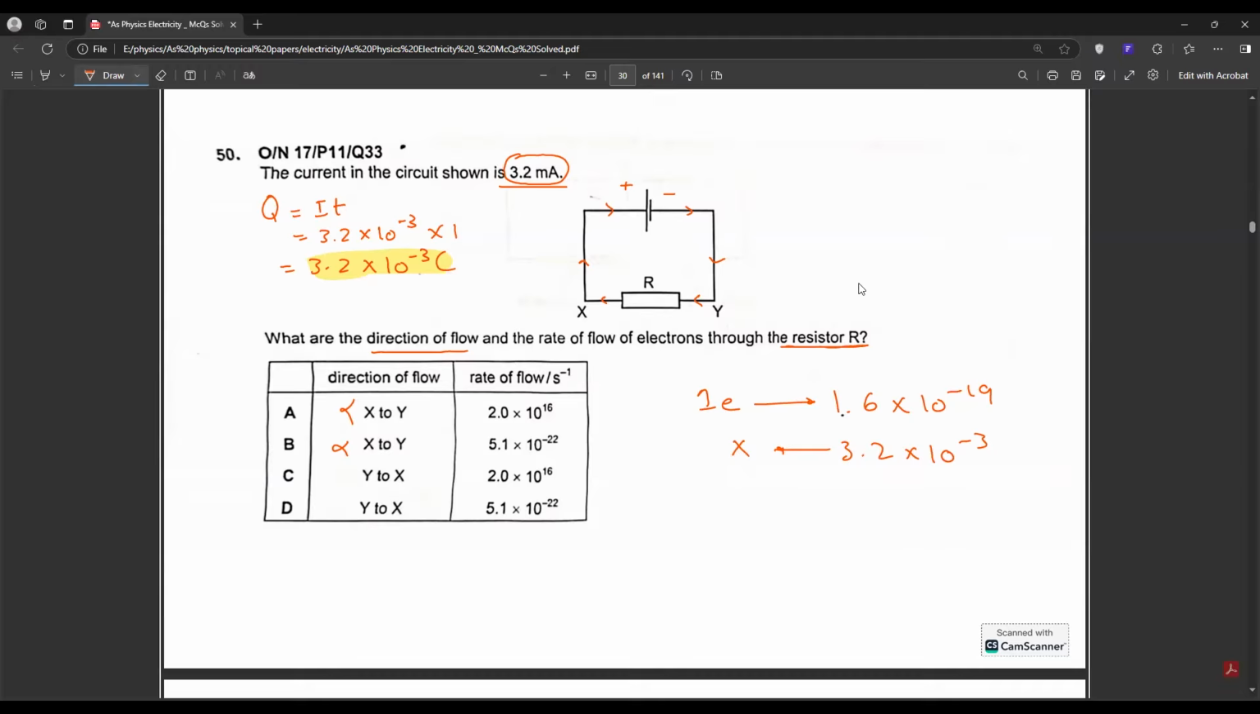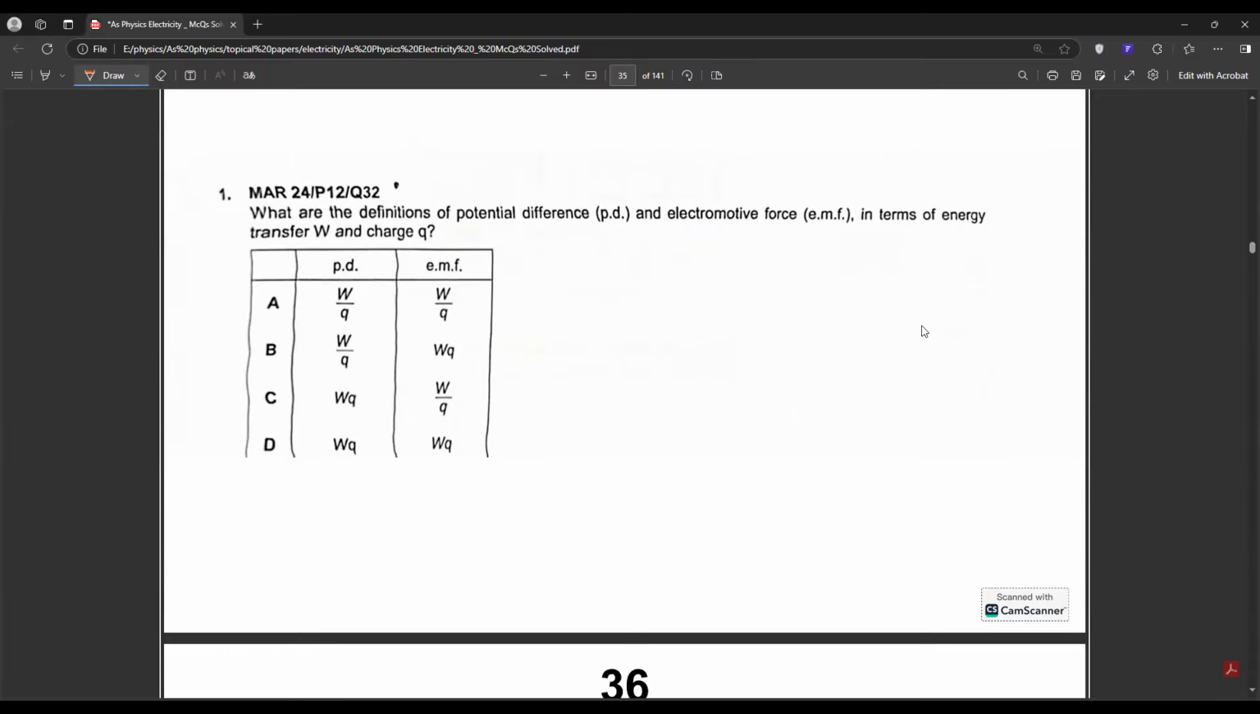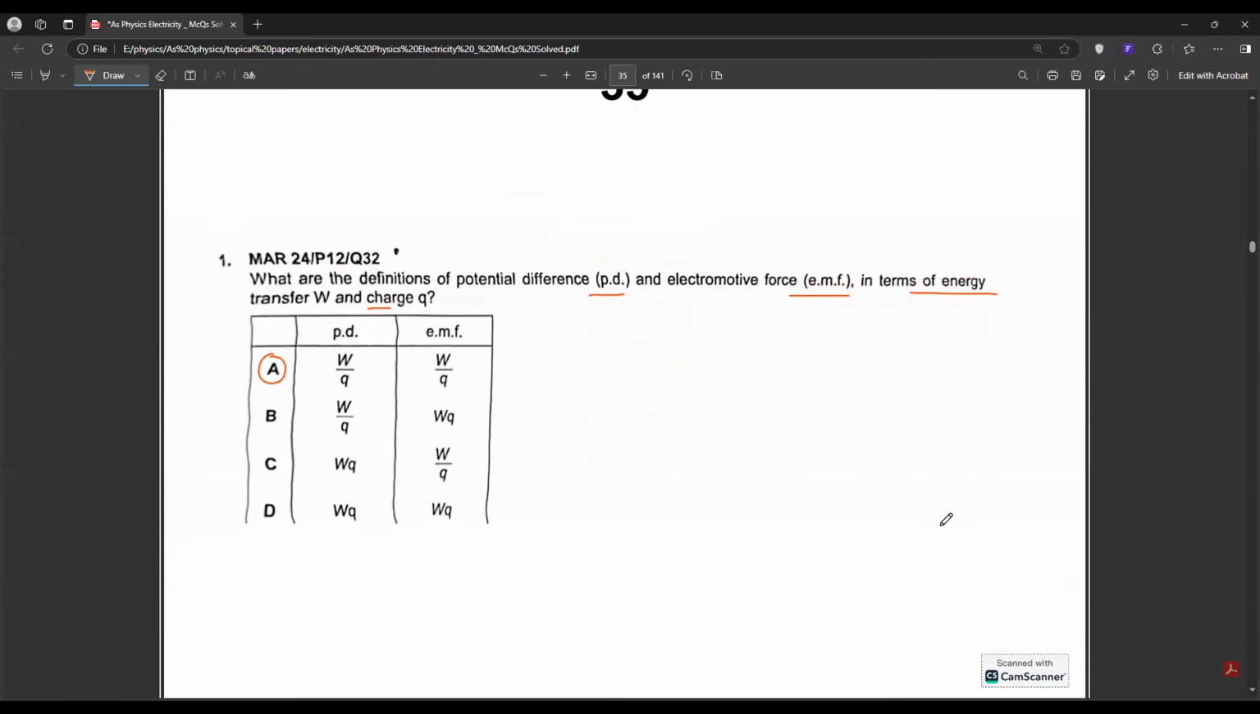3.2 into 10 raised to the power of minus 3 divided by 1.6 into 10 raised to the power of minus 19. Your answer comes out to be 2 into 10 raised to the power of 16. C is your answer. What are the definitions of potential difference and electromotive force in terms of energy transfer, work done, and charge? Both of them can be represented as work done over charge. And if I am correct, the answer to 35 should be A. I hope I am correct. Yeah, the answer to 35 is A.